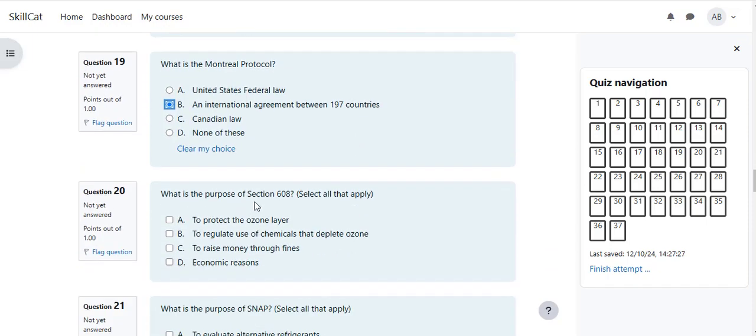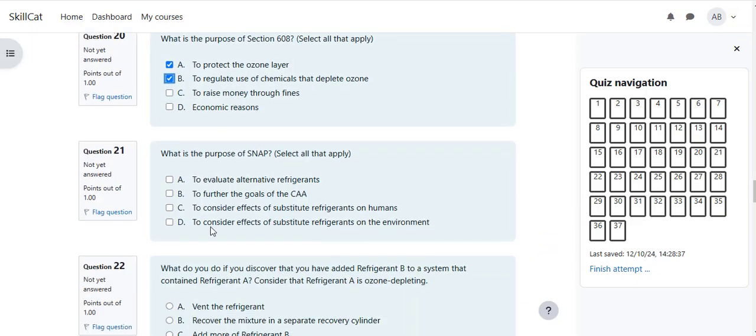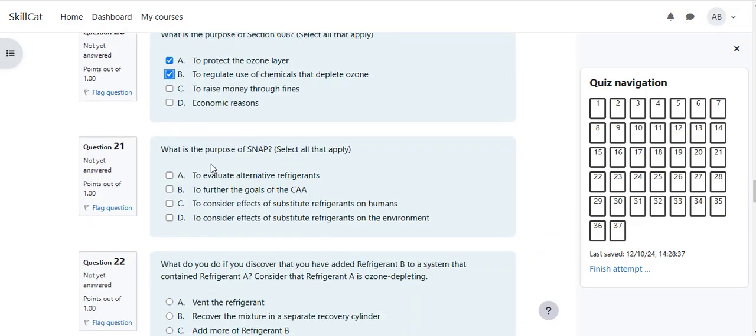What is the purpose of Section 608? To protect the ozone layer, yeah. To regulate use of chemicals that are disposed, okay. What is the purpose of SNAP? To evaluate alternative refrigerants, to further the goal of the CAA, to consider the effect of the substance on human health, and to consider the effect of the substance on the environment.